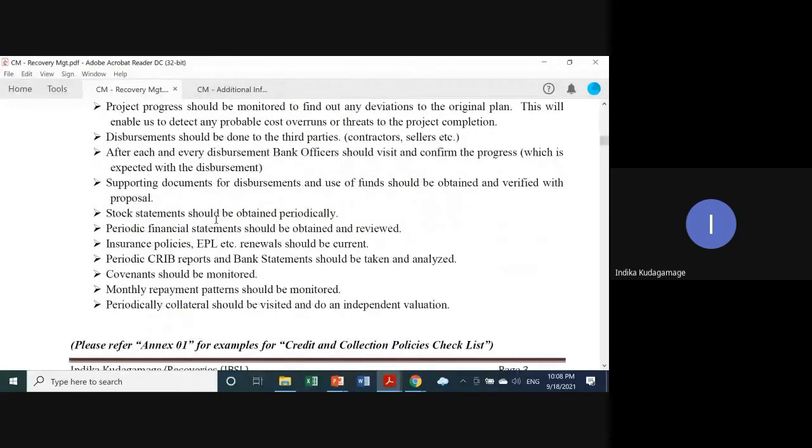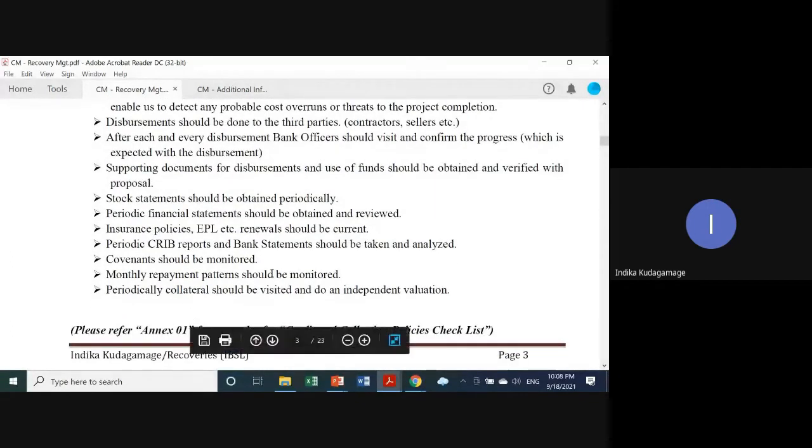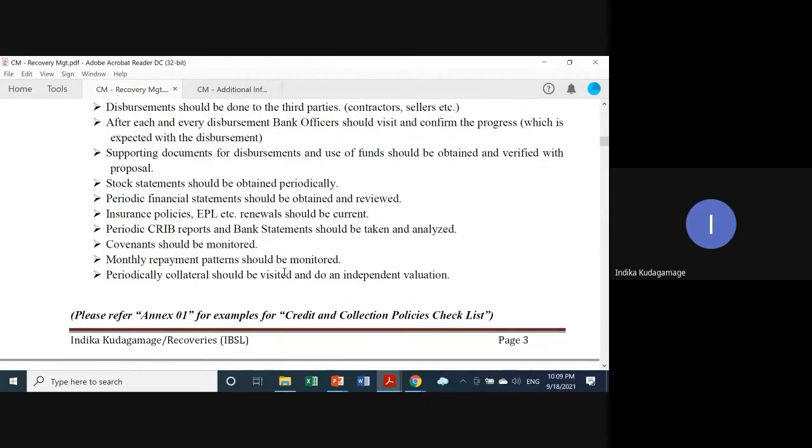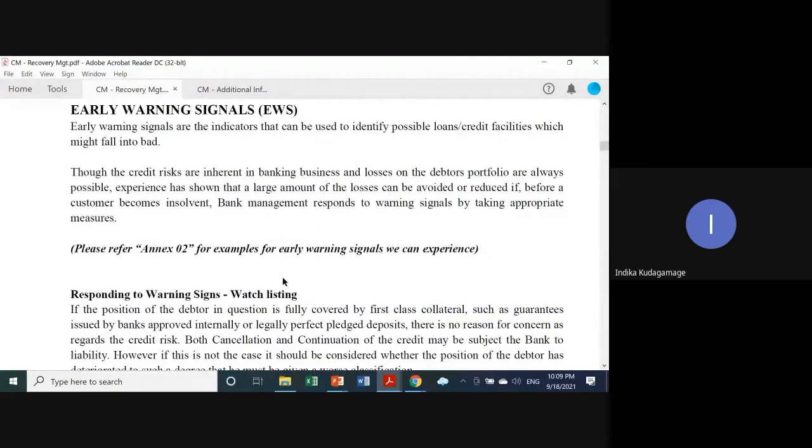Monthly repayment should be monitored. And the collateral, you have to visit the collateral at least annually, right? Then you will know whether they are maintaining it. Is the value the same, has it deteriorated, any changes to the collateral, all those things you can identify. At the end of the handout, you have a list of what you have to check, right? You can go through that. It is Annex 1.